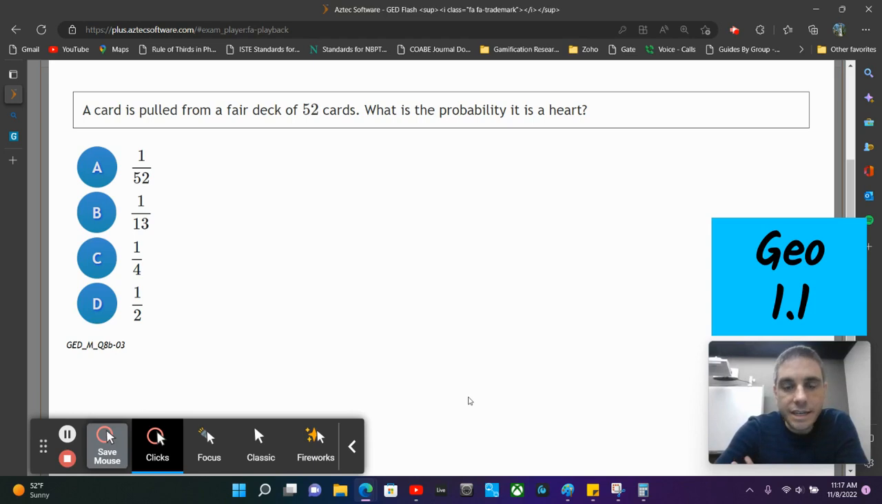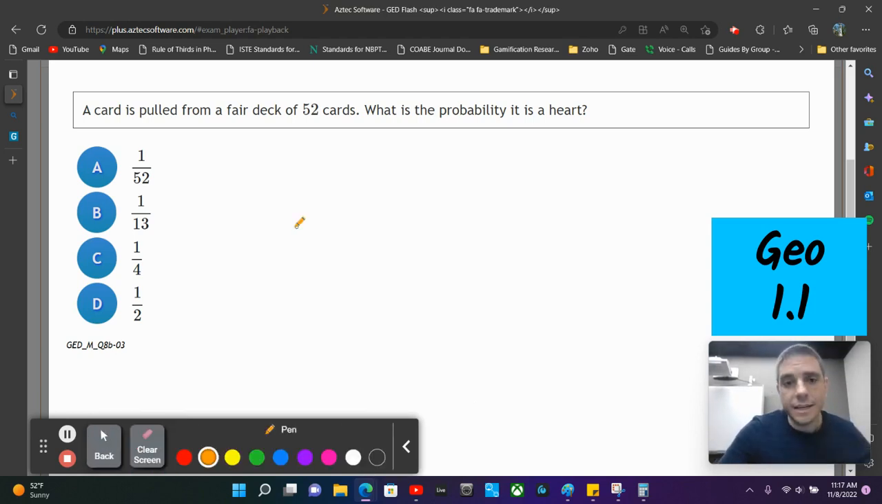In this question, it's asking us about probability. And with probability, we want to build a fraction. In fact, we can see all the answer choices here are fractions. That's helpful as a reminder. So for probability, build a fraction where the bottom number of the fraction represents the total number of outcomes which are possible. In this scenario, they tell us that we're dealing with a deck of cards that has 52 cards in it. So that number 52 is going to go on the bottom of the fraction.